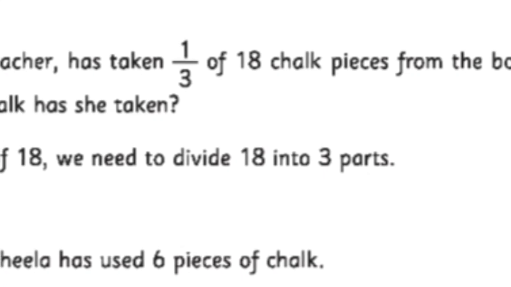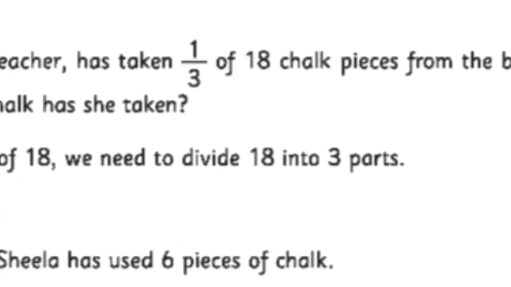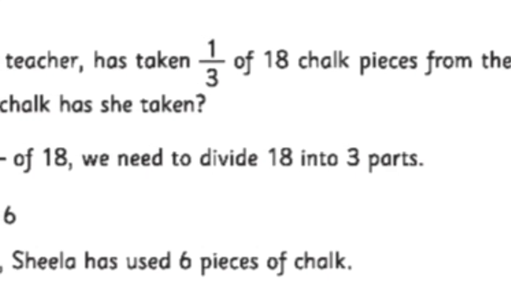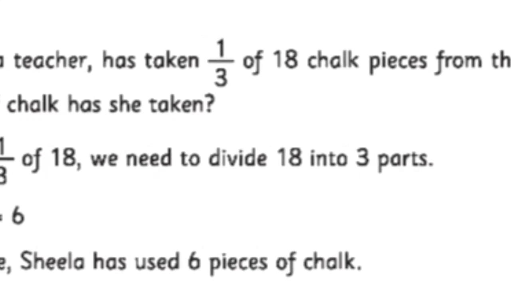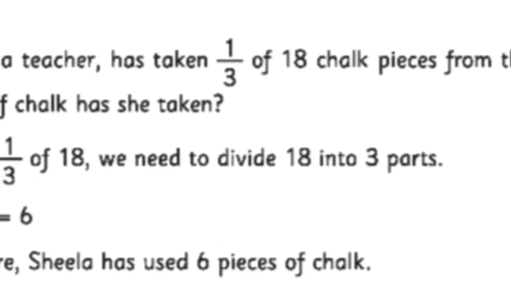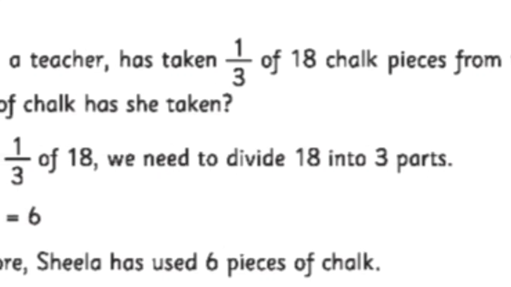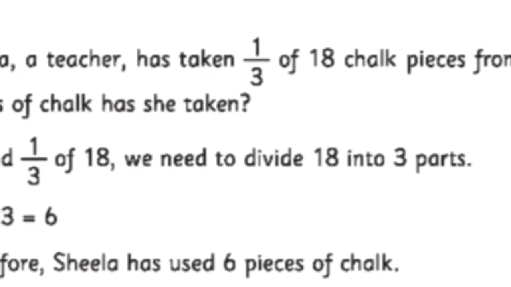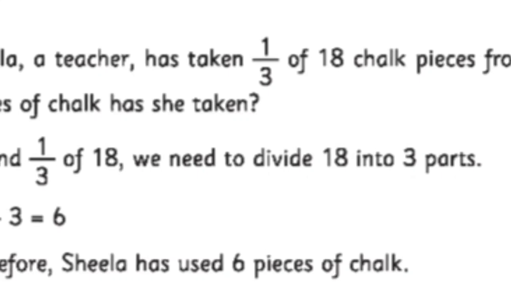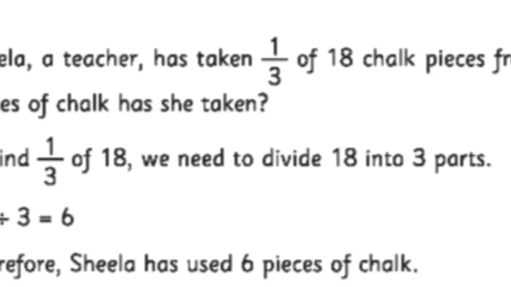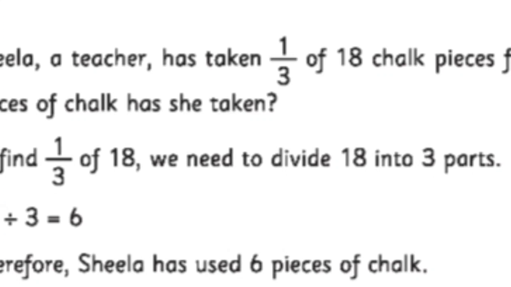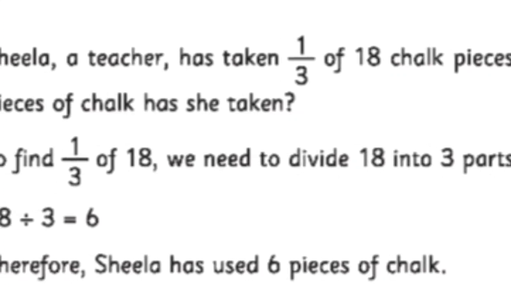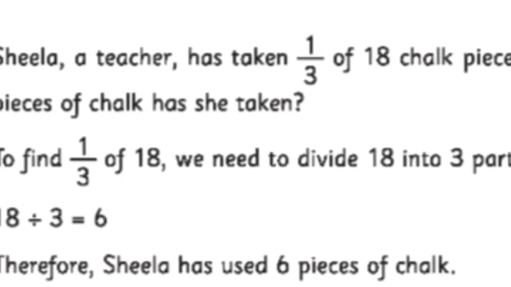So, we can say that to find fractions of a collection, we divide the collection into equal parts. Clear? To find fractions of a collection, we divide the collection into equal parts. The denominator tells us the number of equal parts into which the collection has to be divided. The numerator tells us the number of equal parts to be considered.